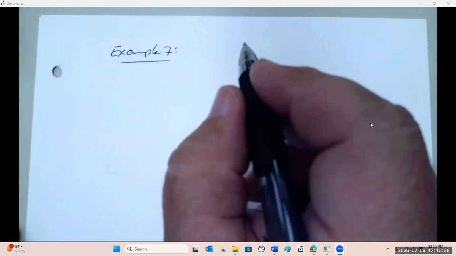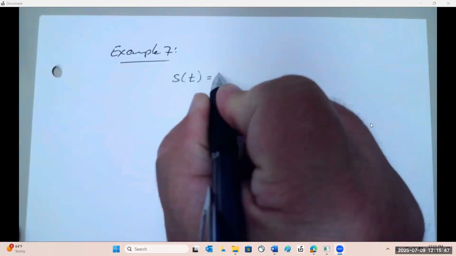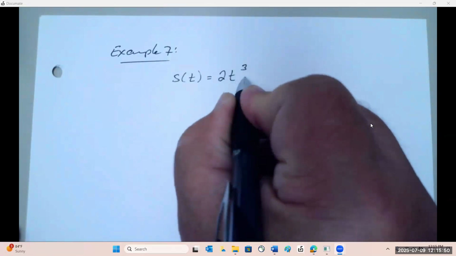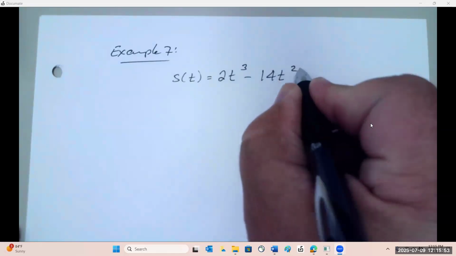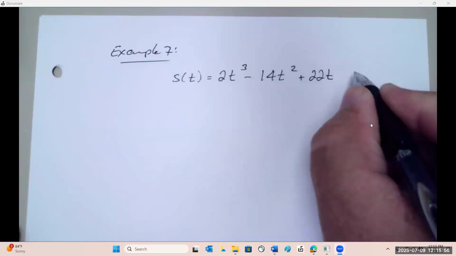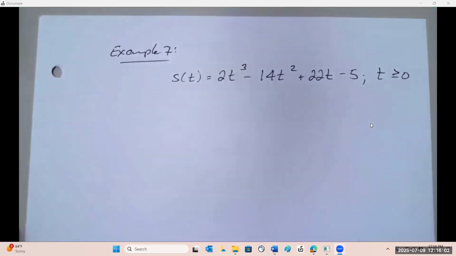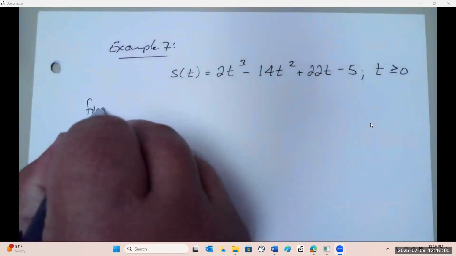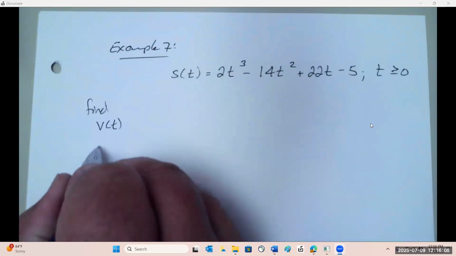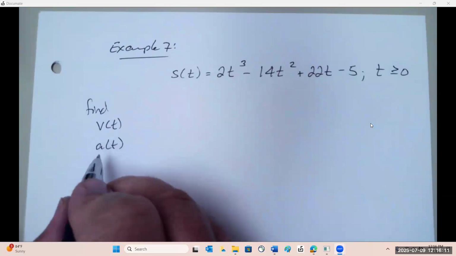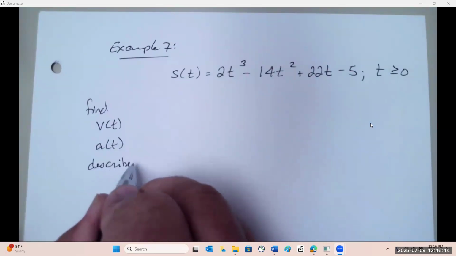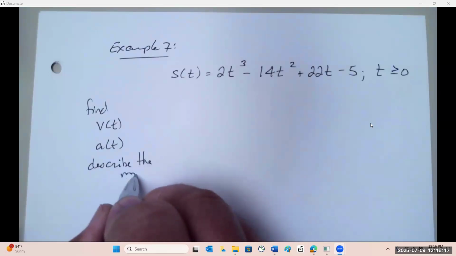A particle moving along a horizontal coordinate line with the position function 2t cubed minus 14t squared plus 22t minus 5, where t is greater than or equal to 0. Find the velocity, the acceleration, and describe the motion.